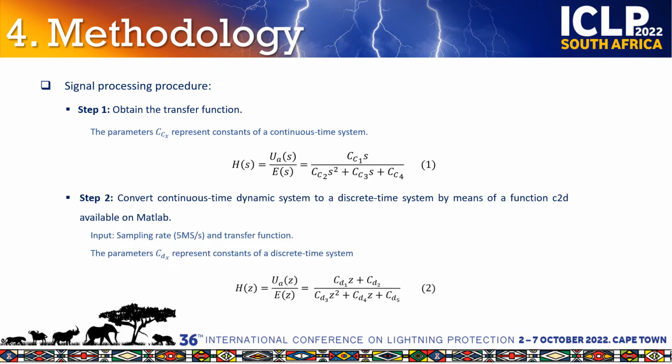The second step is to convert a continuous time dynamic system to a discrete time system by means of the function C2D available on MATLAB. As input, it requires the sampling rate of the digitizer, which is 5 megasamples per second for all data measured by the system installed at CEFET-MG. Therefore, we obtained the discrete time transfer function and its discrete time constants CDX, which are shown in equation 2.